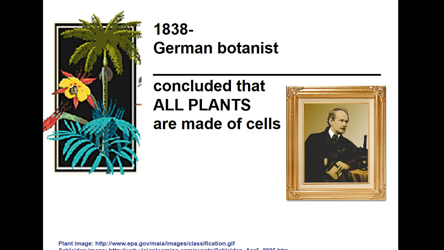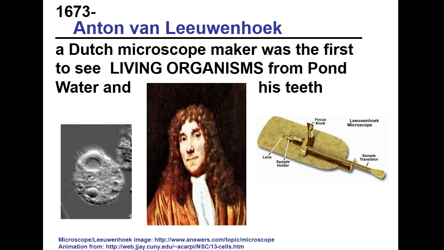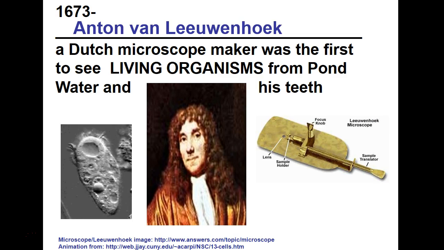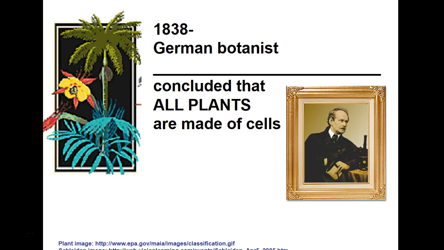This next person, 1838, so almost 200 years later, 150-ish years later, this guy, a German botanist, he said all plants are made of cells. So he came up with the brilliant idea that, hey, I'm a German botanist. Botanists are guys that study plants. And he said, well, all of my plants are made of cells. His name is Matthias Schleiden.